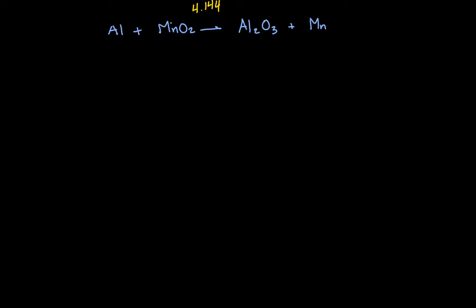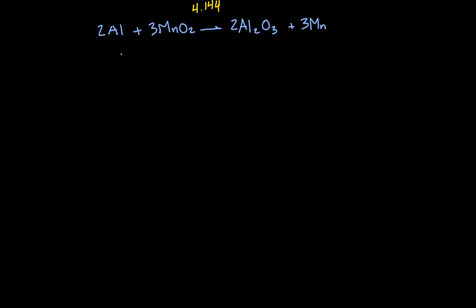So, manganese. I'm going to do this. Well, if I do two aluminums, let's do those. Okay, so this is going to have to be 2, and that's going to have to be 3, and then that's going to have to be 3. All right, there we go. There's our balanced reaction.